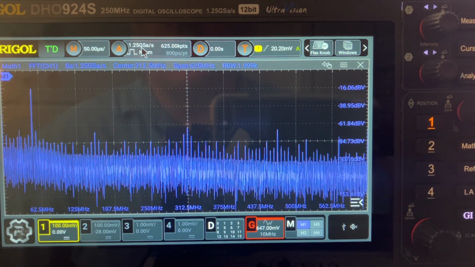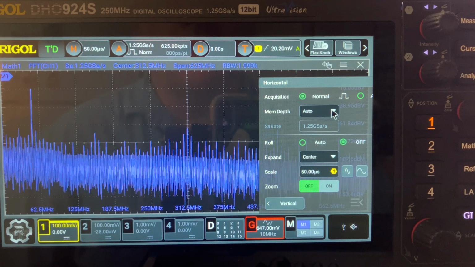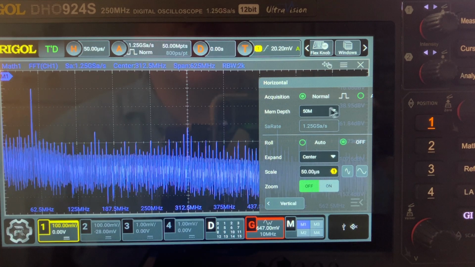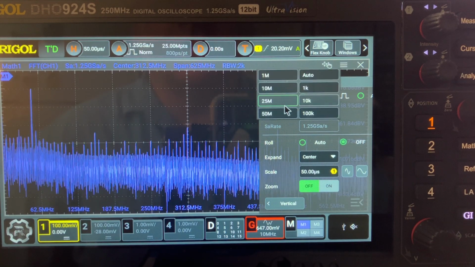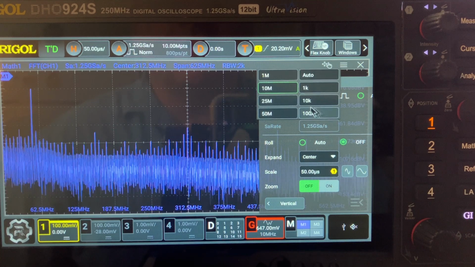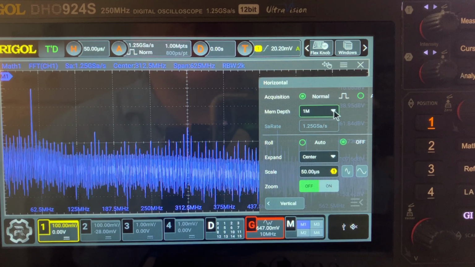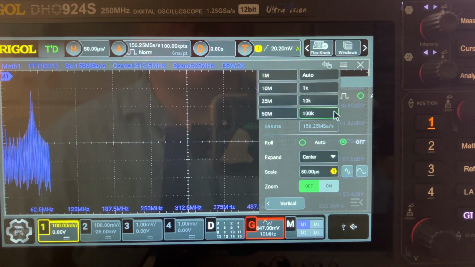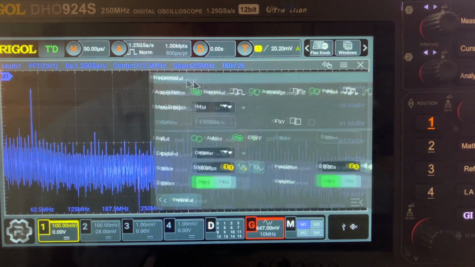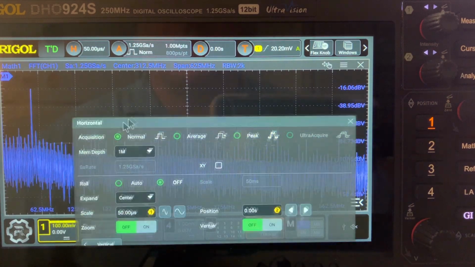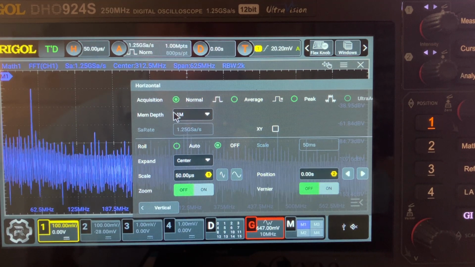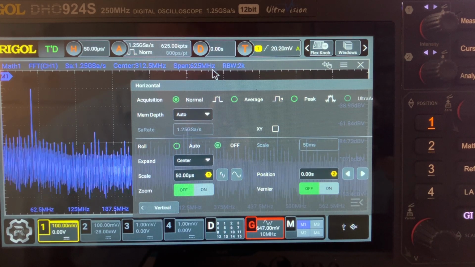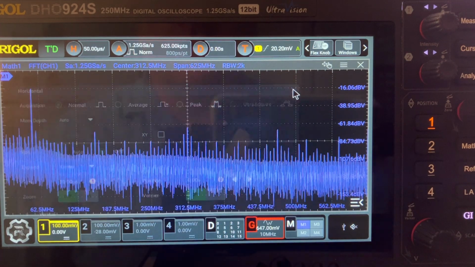You could play with the memory manually. Memory depth, let's put that to maximum. You don't see any change. 25, no change. 10 meg points, 1 meg points, no change. So the internal calculation is probably in between these. So 100k points, not enough points. 1 meg points, we get something almost full for the analysis. So if you put that to auto, it's happy with 0.6 meg points. So it's deciding what is best.